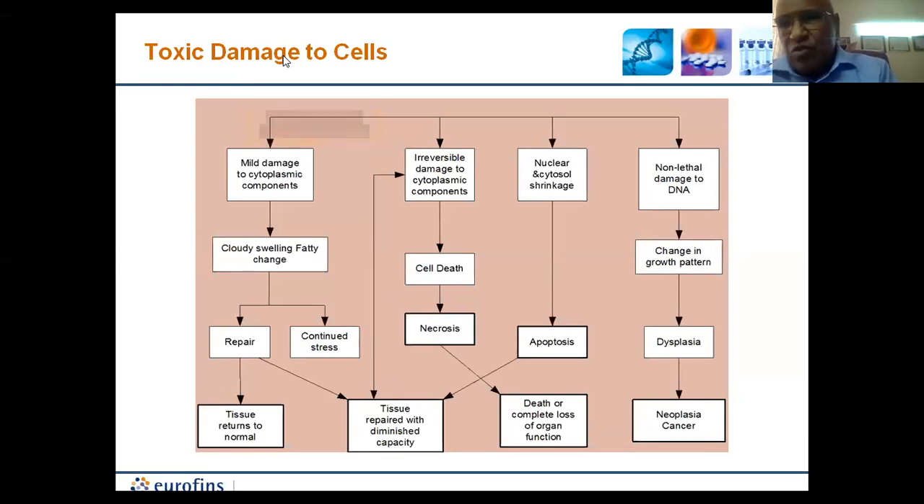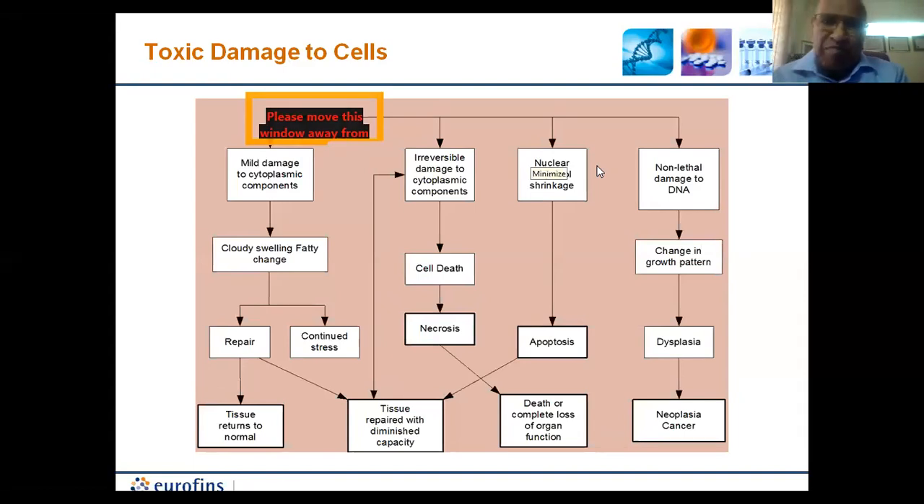Many of the chemicals, even some drugs, do not cause any damage to any organ, but long-term exposure results in damage to the DNA, which results in change in the growth pattern, which results in cancer. And this is the second deadliest disease after cardiovascular disease in the entire world, including India. Next slide, please.